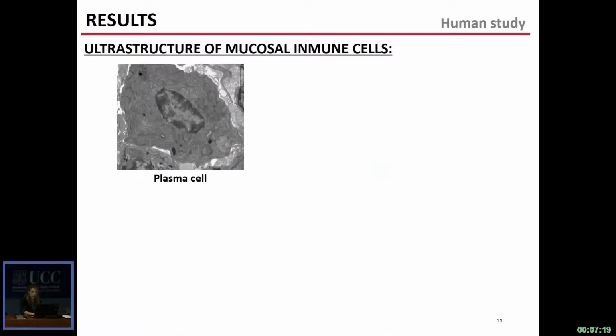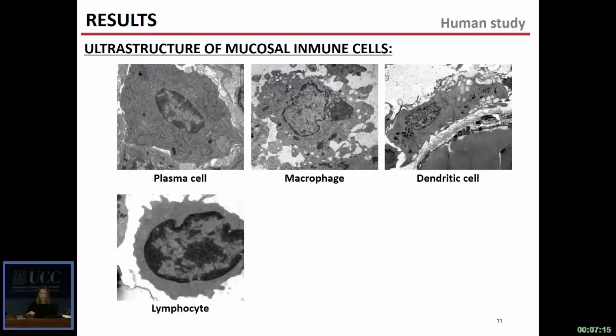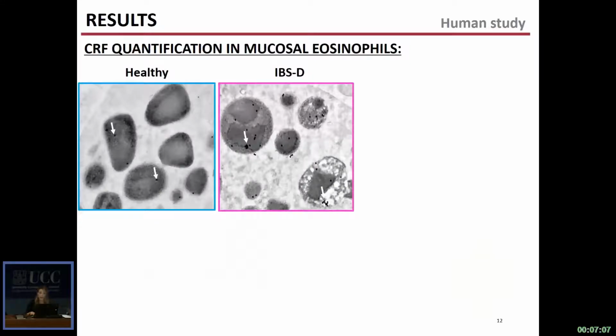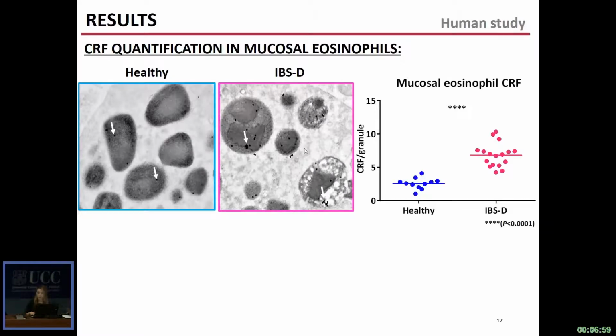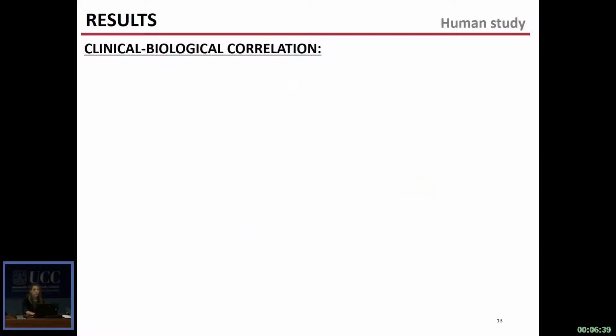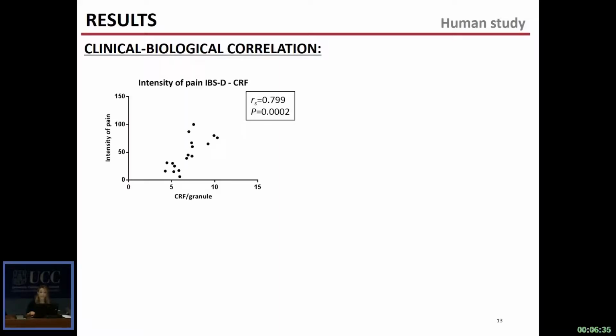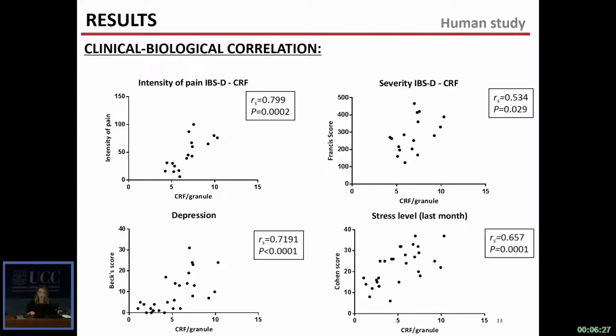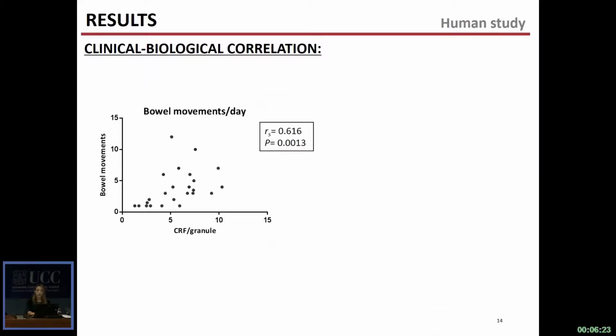Among mucosal immune cells such as plasma cells, macrophages, dendritic cells, lymphocytes, and mast cells, CRF was identified only in eosinophil granules. CRF was identified by gold electrodense particles in both the healthy and the IBSD group, but the analysis of the total protein content of the CRF revealed a higher amount of CRF per granule in eosinophils from IBSD patients. Moreover, the amount of CRF per granule positively correlated with the degranulated area of eosinophils. The amount of CRF also positively correlated with the clinical symptoms, with the intensity of pain in IBSD and the severity score, and with the depression and stress levels, and also with the number of bowel movements and the stool consistency.